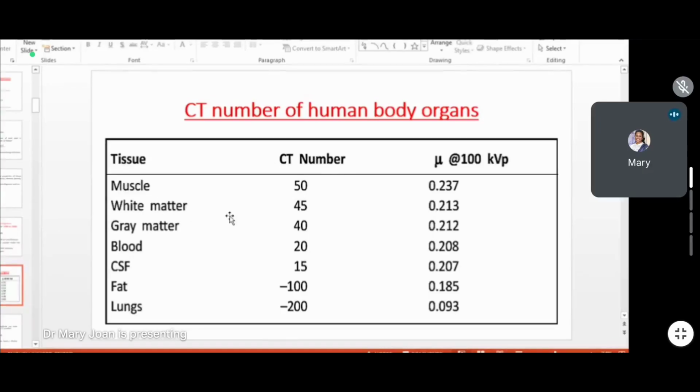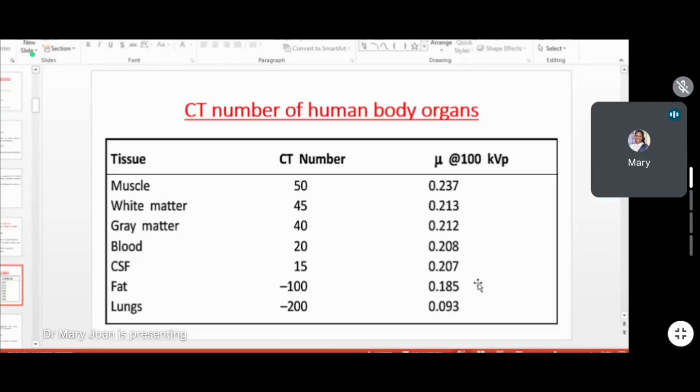White matter has a CT number of 45 and the mu is 0.213. Gray matter is 40, mu 0.212. Blood is 20, 0.208. So you can see that the variation is much lower in the density, and correspondingly the CT number variations are also low. CSF is 15, 0.207, and fat is minus 100 and the mu is 0.185.